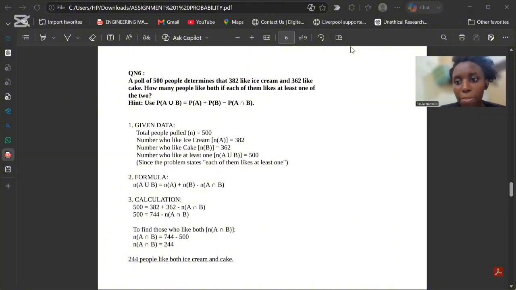So if you can imagine, we have two sets, a set of people who like ice cream and a set of people who like cake, but then in the middle we have a set of people who like both cake and ice cream. So they want us to determine that intersection, the number of people who like ice cream but also like cake. So we are going to use this probability formula.